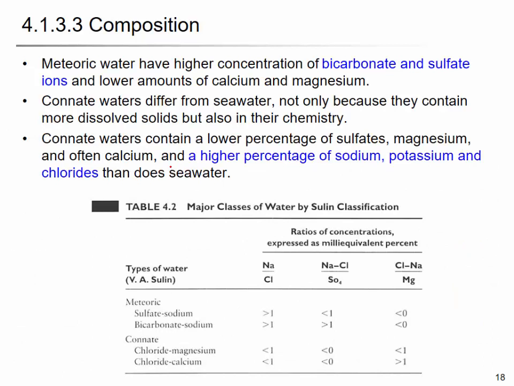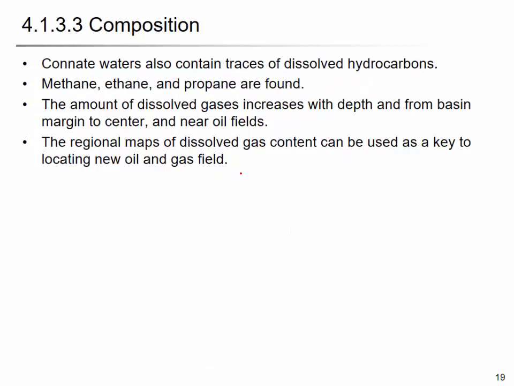So the meteoric water has a higher concentration of bicarbonate and sulfate and a lower amount of calcium and magnesium. And connate water differs from seawater; connate water contains a lower percentage of sulfate, magnesium, and calcium, and a higher percentage of sodium, potassium, and chloride than seawater. The general characteristics and differences between connate and meteoric water. Yeah, I think we can read this.